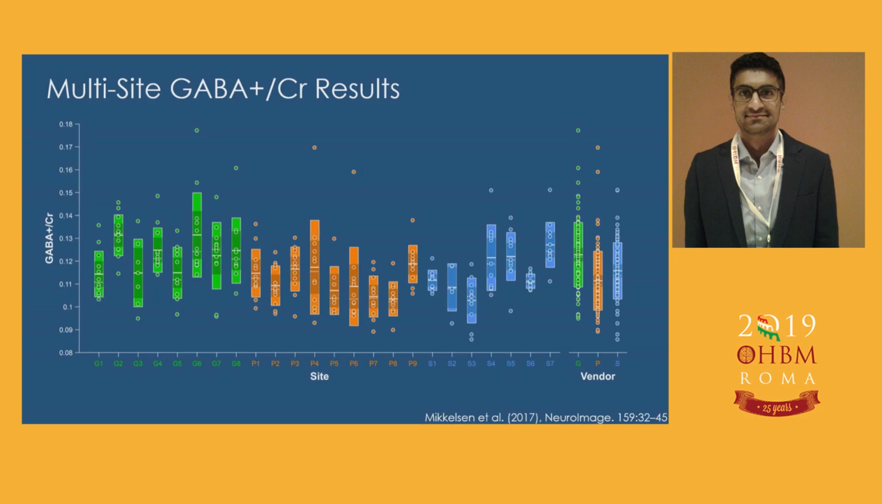However, I'm more interested in this particular data, which is the GABA to creatine results. And over here, we can see that data from GE are presented as green boxes, Philips with orange, and Siemens with blue. And you can see that there's overall agreement across sites and across vendors. However, there's also variation that we need to look into.